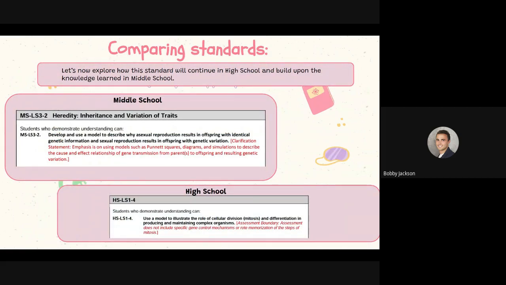So how does the standard relate to what students already learned in middle school? Well, let's look at that vertical alignment. In middle school, students were able to develop and use a model to describe why asexual reproduction results in offspring with identical genetic information, and sexual reproduction results in offspring with genetic variation. So in middle school, students already understand a little bit about reproduction and cellular division. They learned about this at the macroscopic scale in regard to organisms, but now at the high school level, we're going to break it down and look at it microscopically through the process of mitosis.